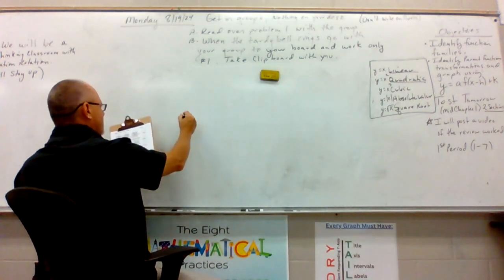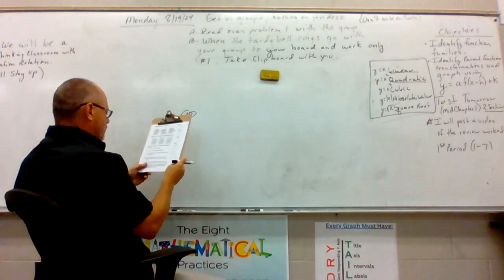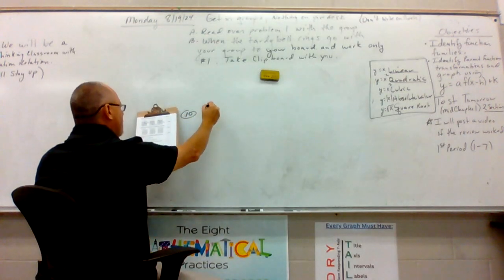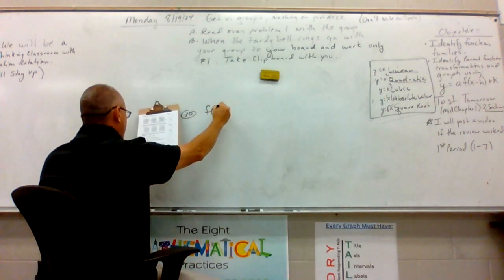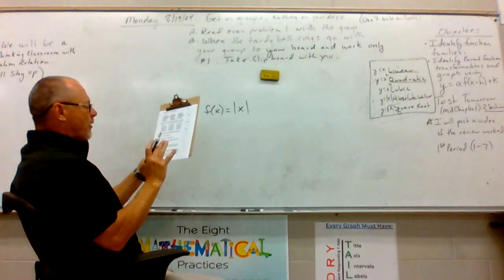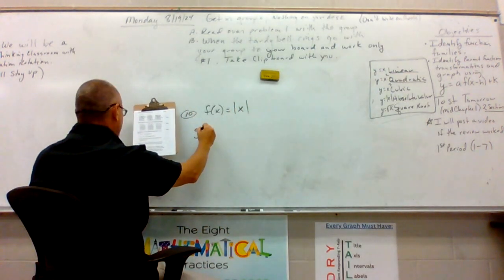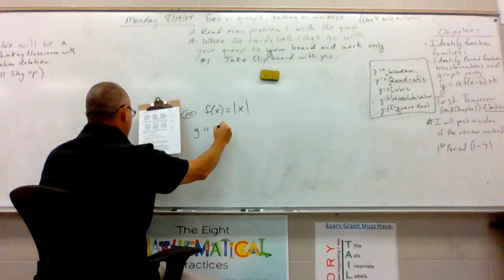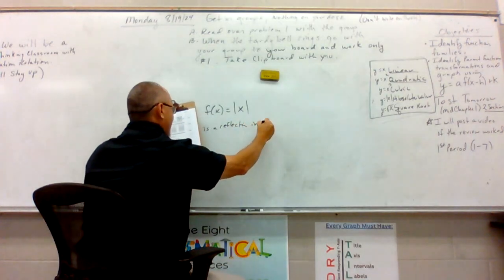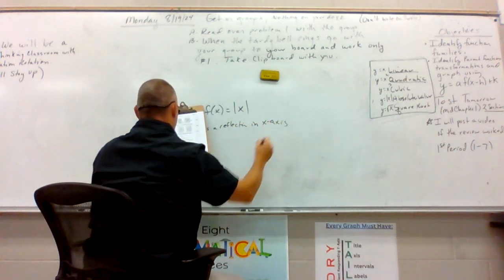All right, let's take number 10. You can read it yourself. On number 10, take f of x equals absolute value of x. Then it says g is a reflection in the x-axis.